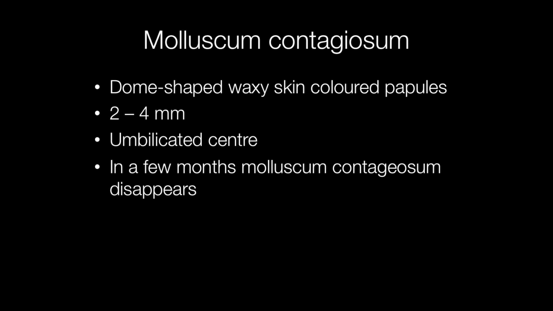The lesions of Molluscum contagiosum are multiple, dome-shaped, waxy, skin-coloured papules 2 to 4 millimeters in diameter with an umbilicated centre, and after a few months the Molluscum contagiosum lesions spontaneously disappear.